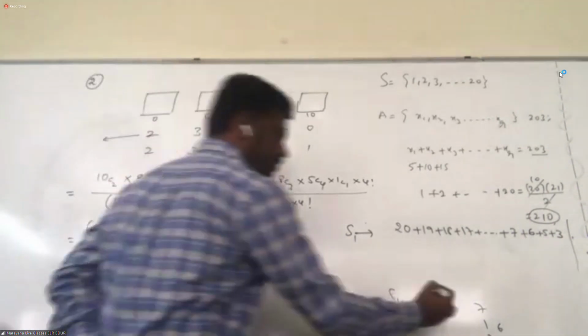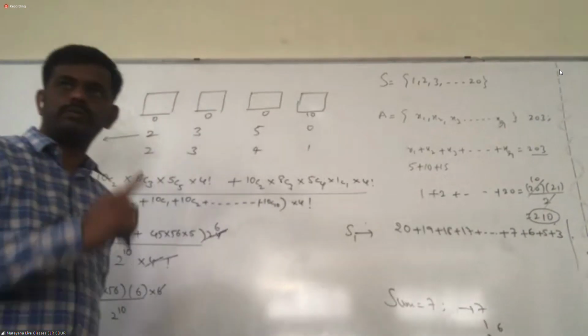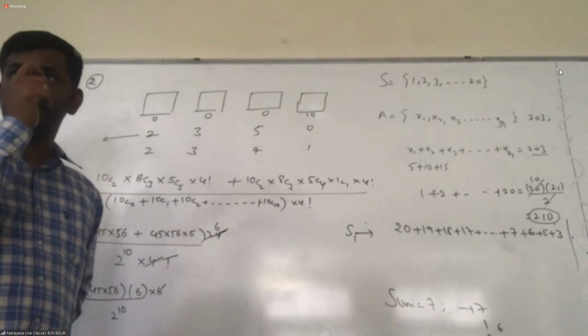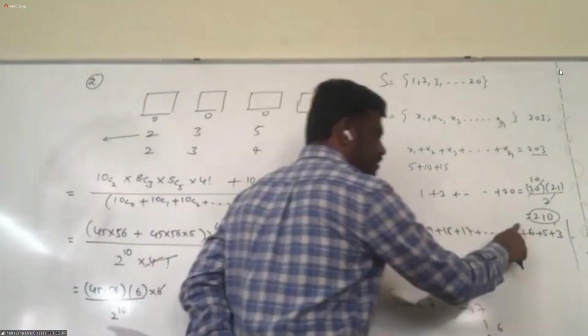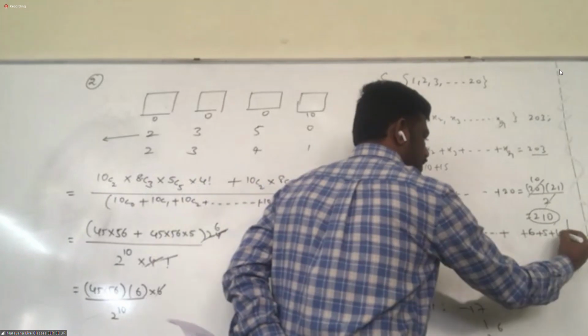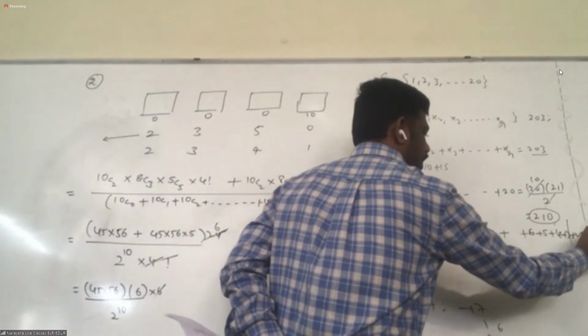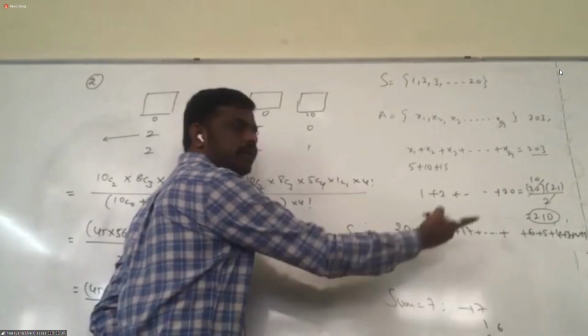This is the first case. We are removing 7. Case 1 means we are not considering 7. That means what is your subset? Everything containing all the numbers but not 7. Got it, students? All of you understand? This is your subset 1.